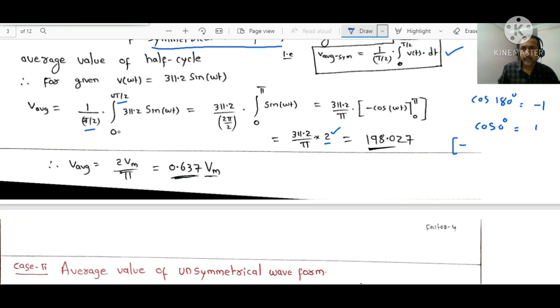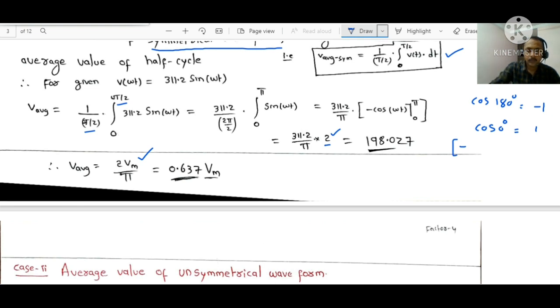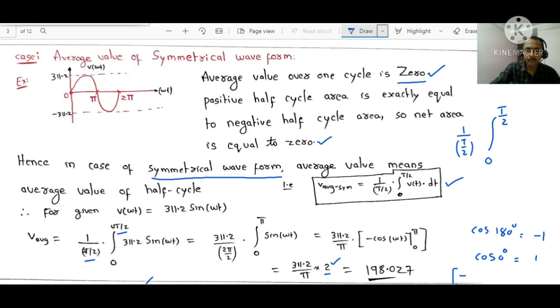So this is the average value, 198.027. If you express it in terms of Vm, its value is 2 times Vm by pi. Very important, dear students, the average value for a sinusoidal is 2 Vm by pi. Clear? If it is a symmetrical waveform and you take the average value for the full cycle, its value will be 0. The reason is the positive area is equal to the negative half cycle area.